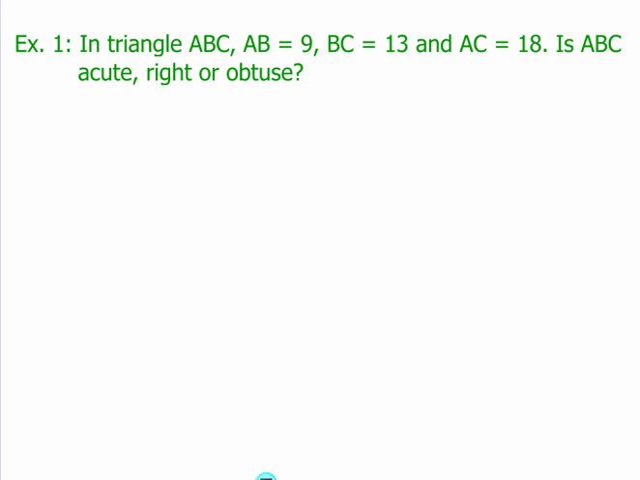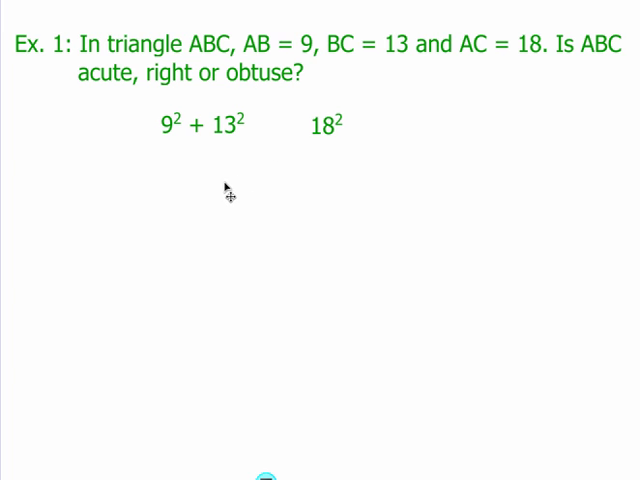So, example 1 says, in triangle ABC, AB is equal to 9, BC is equal to 13, and AC is equal to 18. Is ABC acute, right, or obtuse? So what we need to do here is take our two shorter sides, AB and BC, square them and add them together, and compare what we get to what happens when we square AC. If AB squared plus BC squared is greater than AC squared, then I know I'm dealing with an acute triangle. If it equals AC squared, then I know I'm dealing with a right triangle. And if it is less than AC squared, then I know I'm dealing with an obtuse triangle. So let's see what we get.